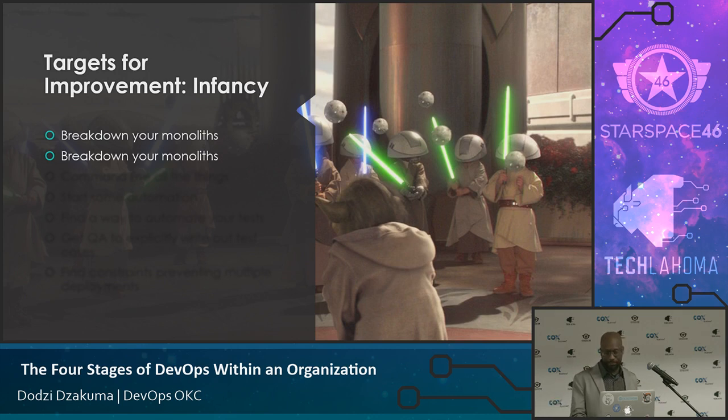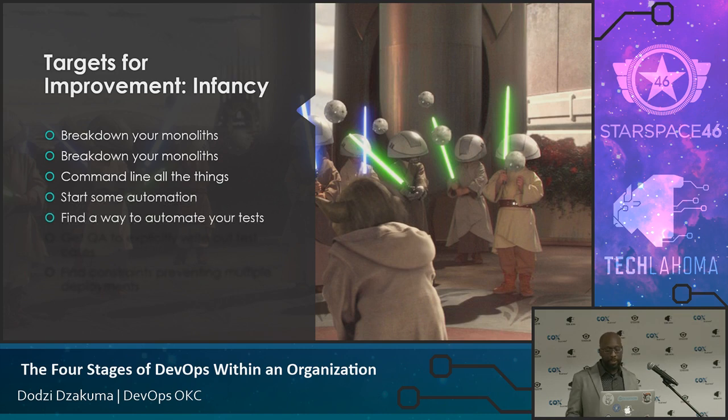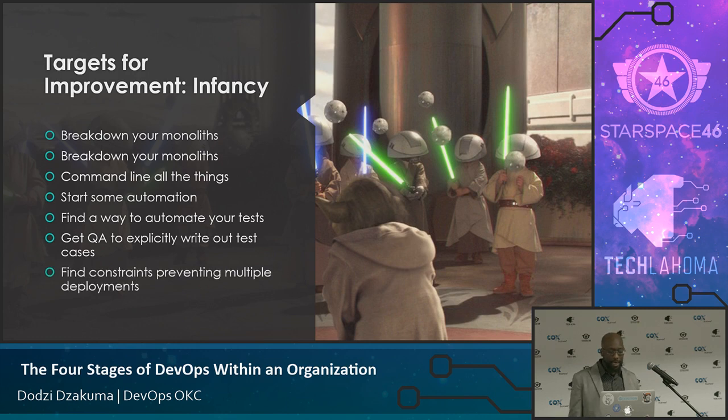They should all be autonomous. You want to make sure everything can be accessed via the command line. It doesn't matter if it's a user-facing GUI interface. It has to have a command line interface. Otherwise, you can't speed up your testing, you can't automate your testing, and you can't fully leverage your QA team. You want to automate some things, especially the way you test. And you want to start getting your QA team to write down the steps for your test cases. They have to write it down so that you can say 1, 2, 3, 4. That can be codified once it's in that state. And you want to find any constraints that might be preventing multiple deployments.